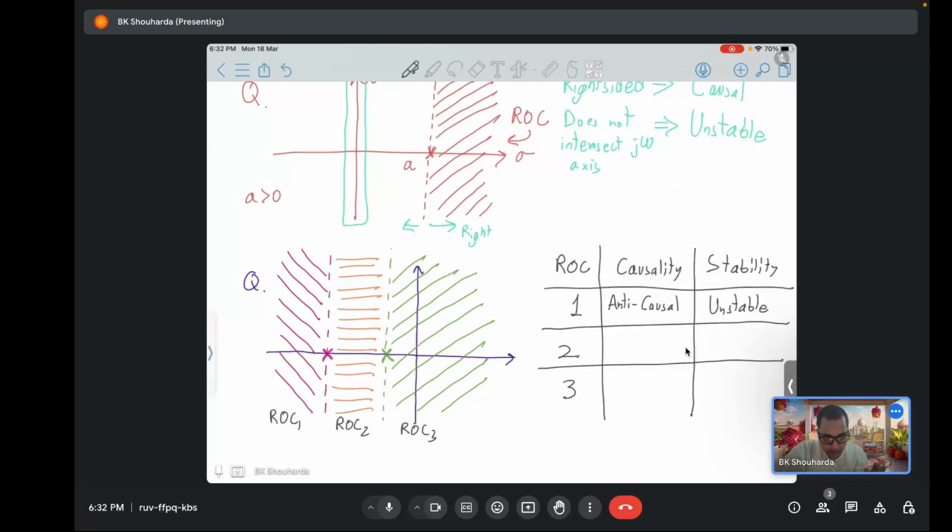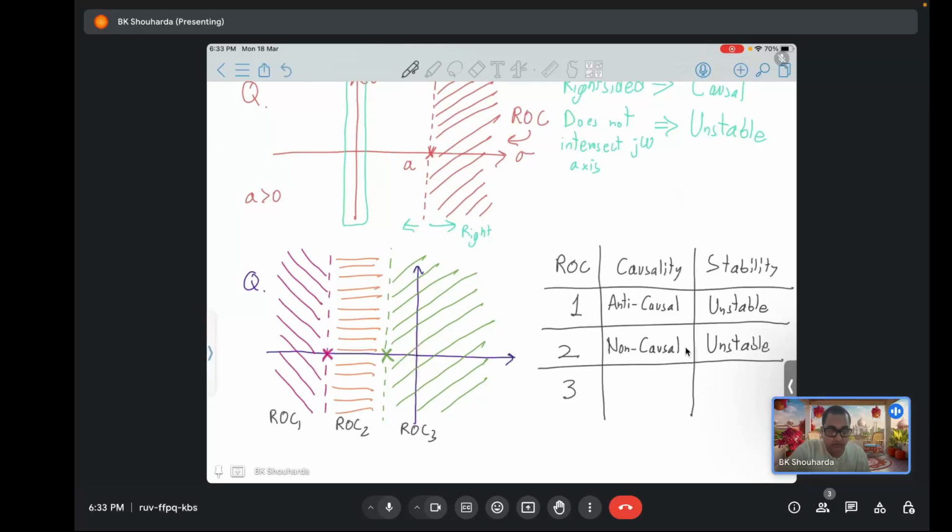Let's look at ROC2. ROC2 is a bit interesting. It's neither left sided nor right sided. It's a vertical strip. So it will exist towards the left side as well as the right side. It will converge for both sided signals, and that is why the causality will be non-causal. And let's look at the stability. Does it once again include the j omega axis or not? Simply no, the j omega axis is outside, so it's unstable.